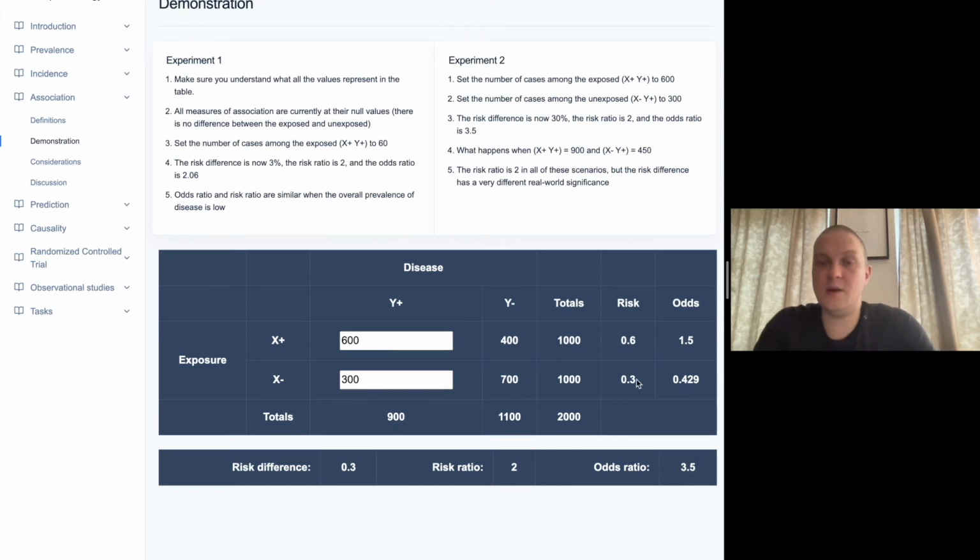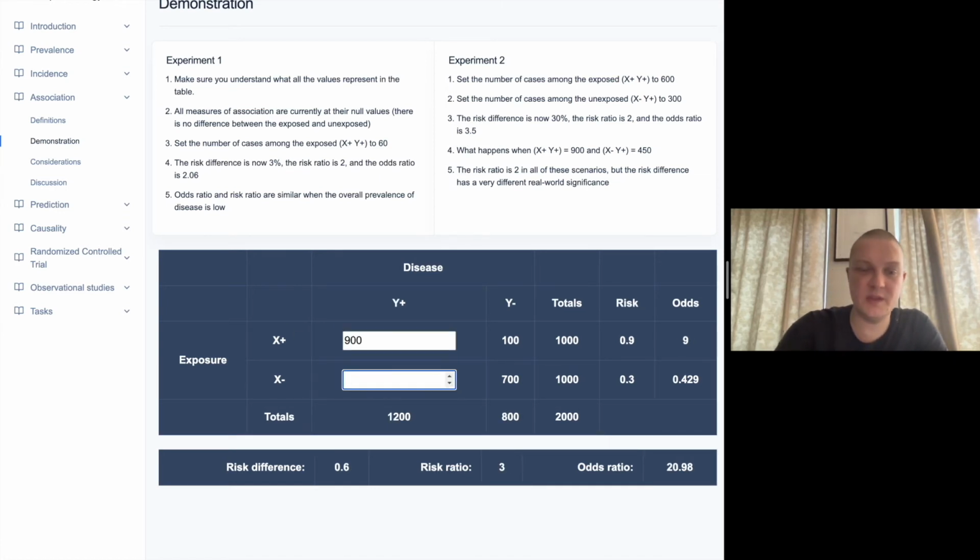So you see how the risk difference is telling you the difference between these two. The risk ratio is telling you the magnitude between these two, which stayed the same as the previous experiment. And now we can also see that the risk ratio and the odds ratio are quite different, okay? Because now the prevalence of disease is quite high. What happens if we set this to 900 and this to 450?